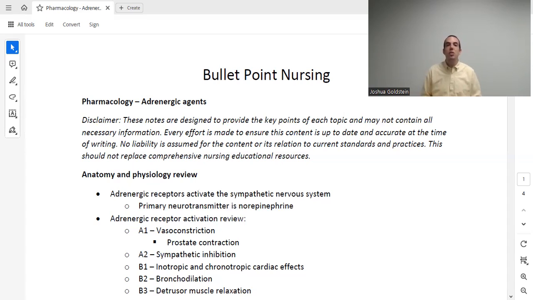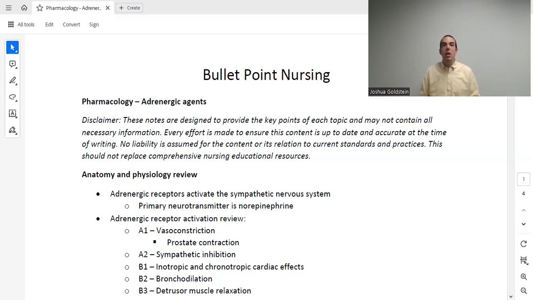These two together, inotropic and chronotropic effects that I get from activating beta 1, make the heart beat faster, harder, and stronger. On the flip side, if I block that, then I'm going to reduce how hard and how fast the heart is going to beat.